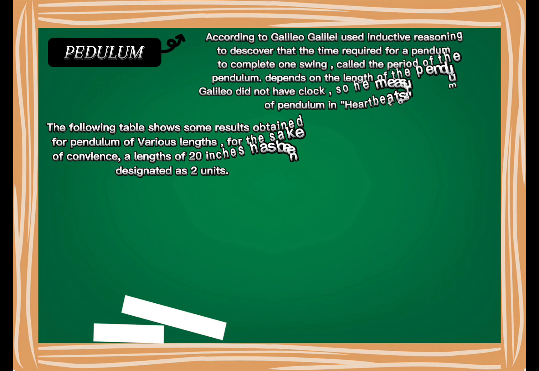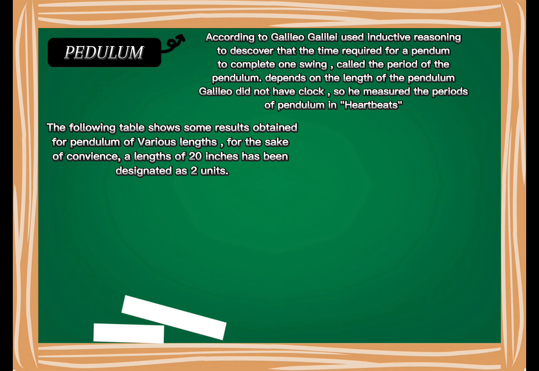Next is the pendulum. But first, what is a pendulum? The pendulum is mostly used in inductive reasoning. Galileo Galilei used inductive reasoning to discover that the time required for a pendulum to complete one swing, called the period of the pendulum, depends on the length of the pendulum. Galileo did not have a clock, so he measured the periods of pendulums in heartbeats. The following table shows some results obtained for pendulums of various lengths.